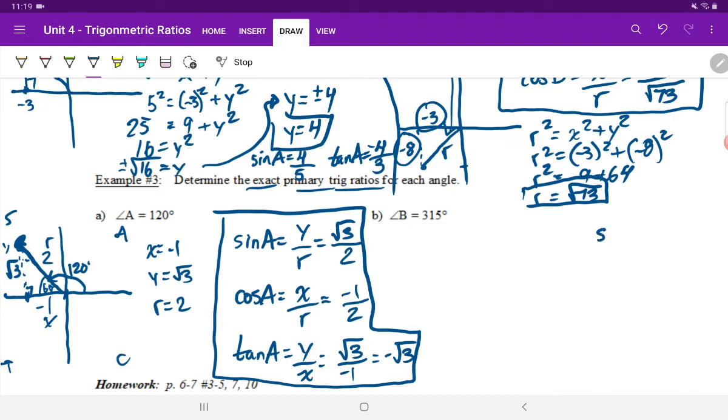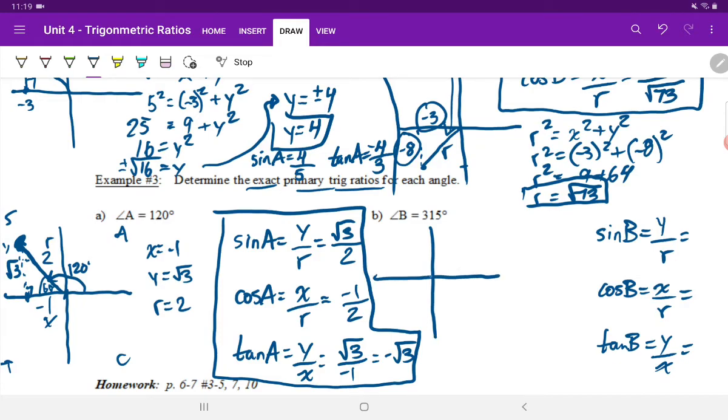So again, I'm going to write out that sine b is equal to y over r, cos b is equal to x over r, tan b is equal to y over x. Let's draw a sketch, see what quadrant we're in. We are at 315, which means we're going all the way to the fourth quadrant. If this is 315, what is my related acute angle? 45 degrees, and that is a special triangle.